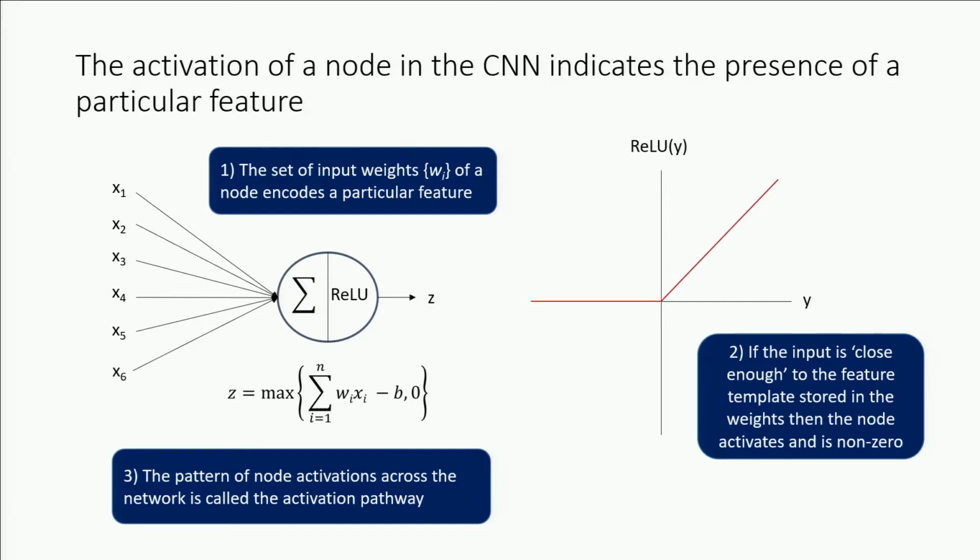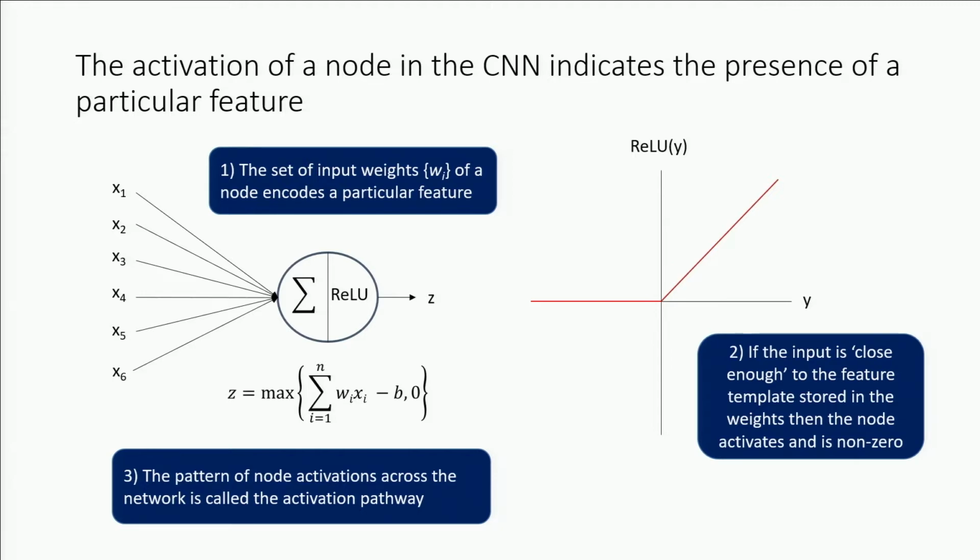And if that feature is present, then my node is going to activate. It's going to be non-zero. You can use different activation functions, but for the sake of this talk, we're mostly going to focus on the ReLU, which is a particular activation function that I think is probably the most common one used in practical machine learning today. So that's really what it's about.